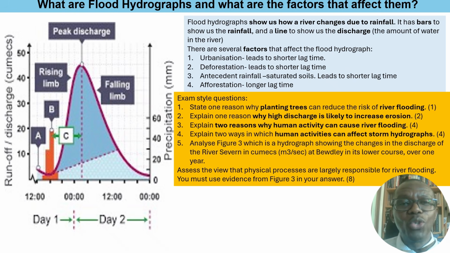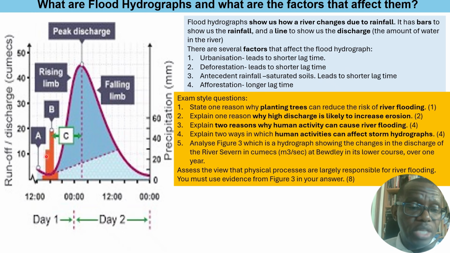The next thing we need to talk about is flood hydrographs and what factors affect them. Now, a flood hydrograph will show us how a river will change due to rainfall, during a storm event or a rain event. And it has bars, and those bars will show us the rainfall from the point when that rainfall began. So we can see here we have the time of day. This here is 12 o'clock, and then we go all the way up to midnight and then to 12 o'clock and so on. So that's day 1 and that's day 2.